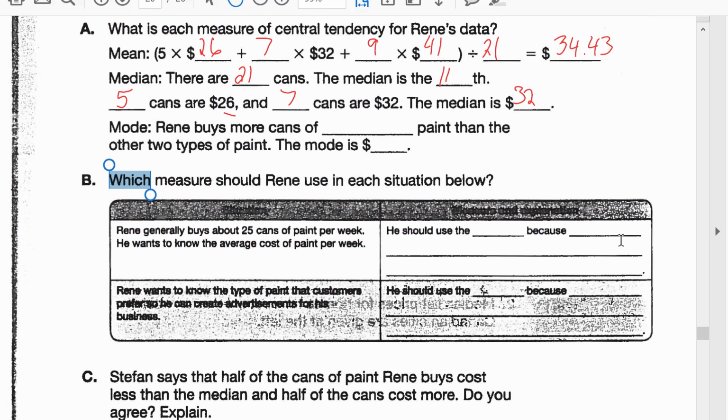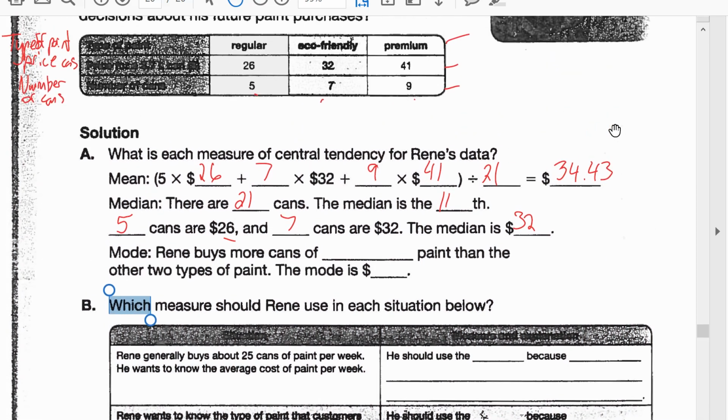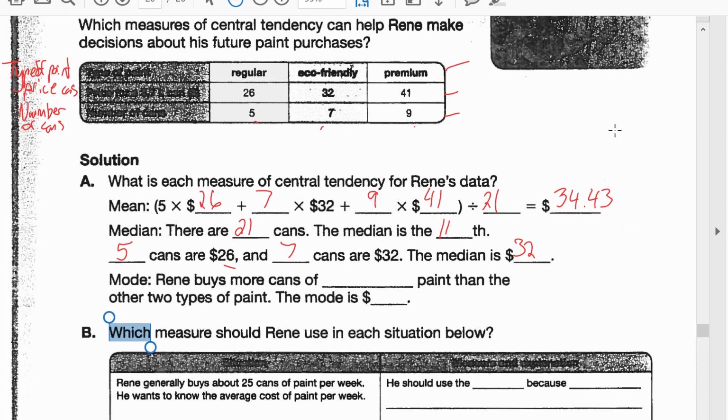The mode, Rene buys more cans of premium, right? What kind did he buy? Yeah, he buys 9 premium. So premium, then the other two types, the mode is 41. So this is a great example of all three. The mode looks at the one that you buy the most of. So that would say that he buys $41 on average.